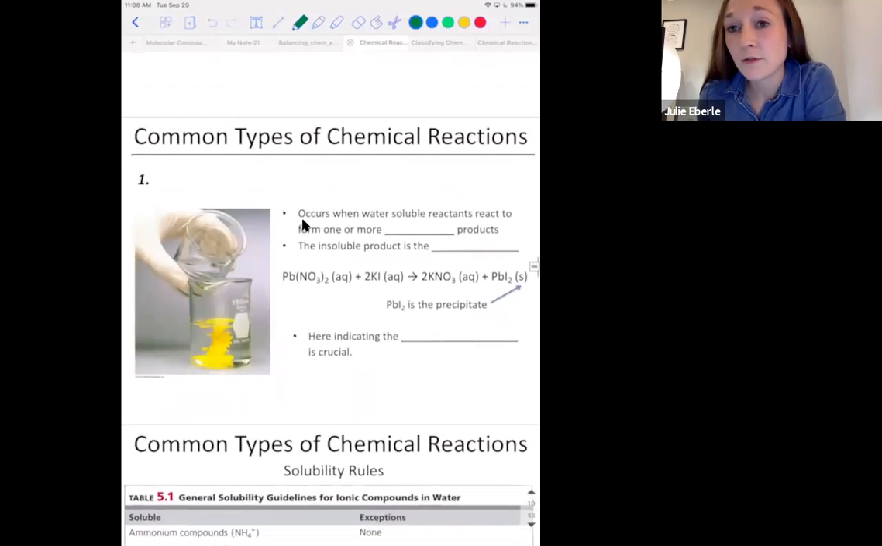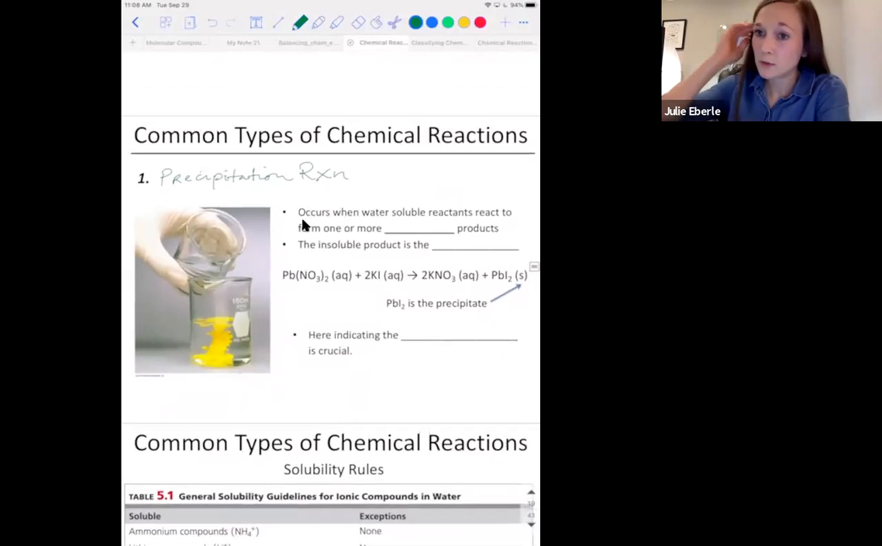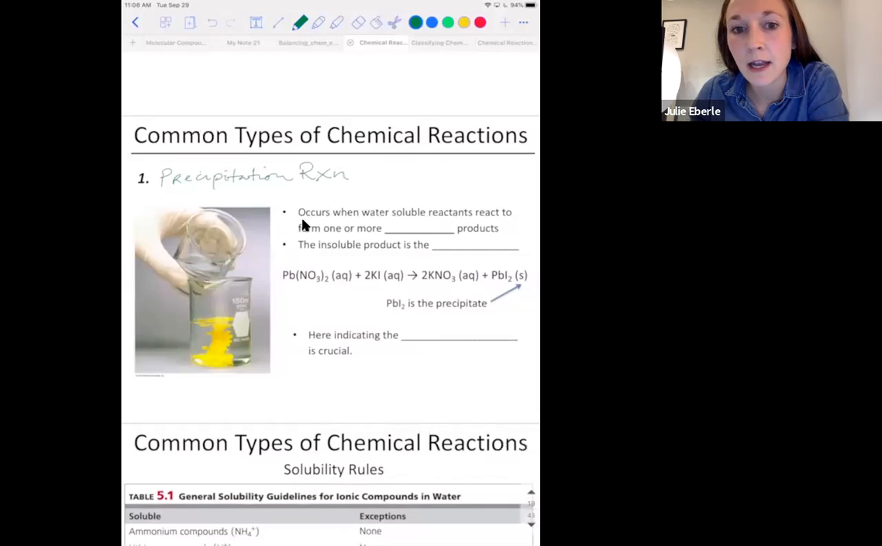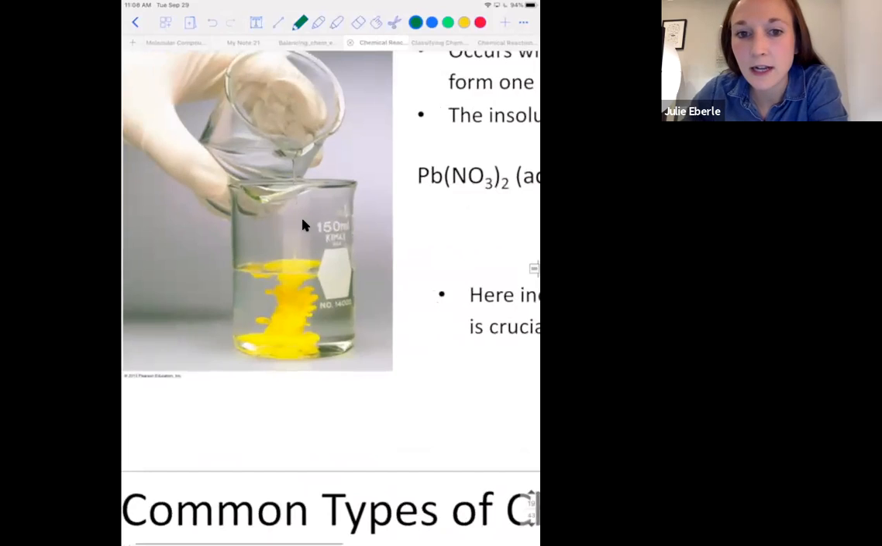Common types of chemical reactions. The first one we'll talk about is called a precipitation reaction. I'll abbreviate reaction. So you should be familiar with the word precipitation from the very first week of class. We said a precipitate is a solid that is formed in a liquid, okay? So what happens with precipitation reactions is you mix things that are clear or translucent, and you get something that is a solid. And a solid dispersed in a liquid looks a lot like this. It looks kind of powdery.